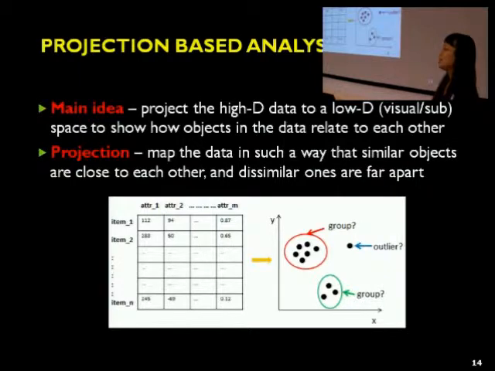So we want that projection to map the data in such a way that similar objects are close to each other and dissimilar ones are far apart. This way we can easily identify patterns such as grouping or outliers in the data. Of course, when we say from high-dimensional data to lower-dimensional data, this can be many things.